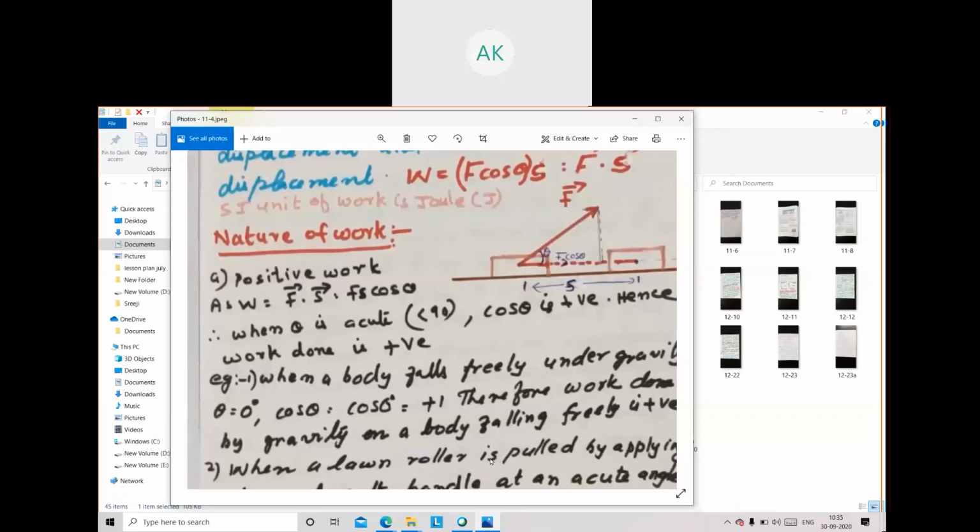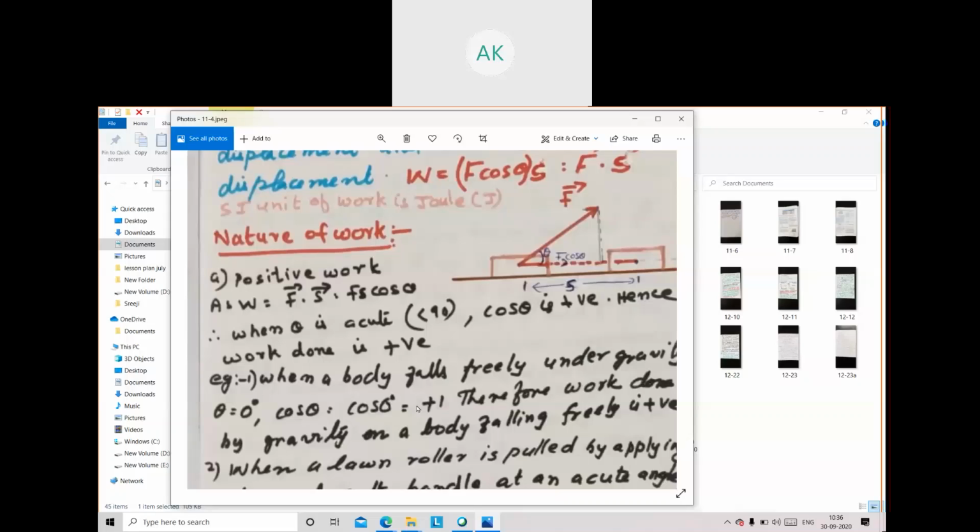But another example. That example I have given here. When a body falls freely under gravity, the body is falling downwards. That is, displacement is downwards. Gravity is also downwards. Earth is attracting all bodies towards its center. Force is downwards, displacement downwards. Another example I am asking. Tell me. Who will tell?